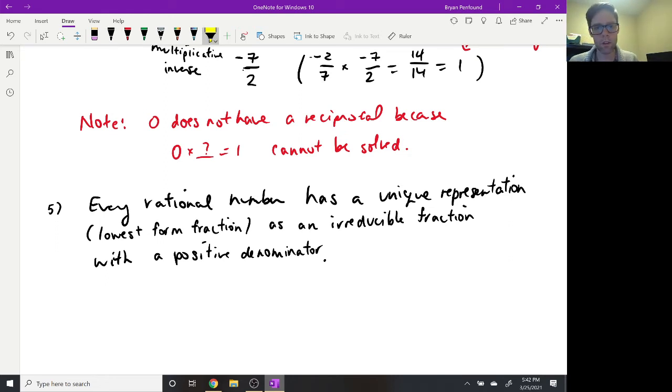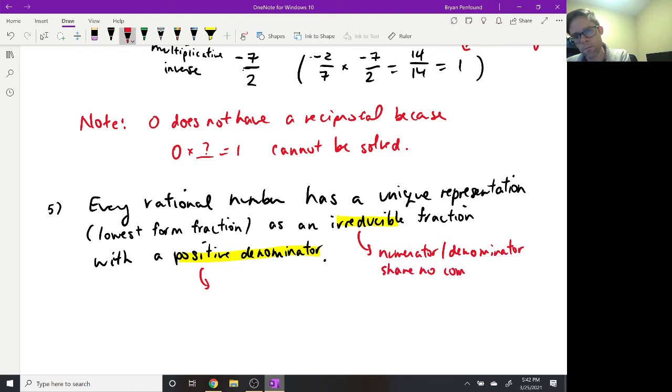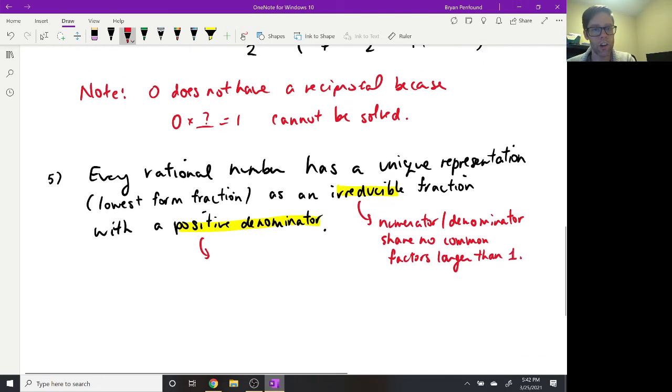Okay, so there's a couple of things I just want to make note of here. Irreducible, like I was saying, means that maybe we can factor the numerator and the denominator into prime powers, but none of those prime powers are ever going to cancel. So this is what I mean by irreducible. The numerator and denominator will not share a common factor. The only one they'll share is the number 1. So they share no common factors that are larger than the number 1.